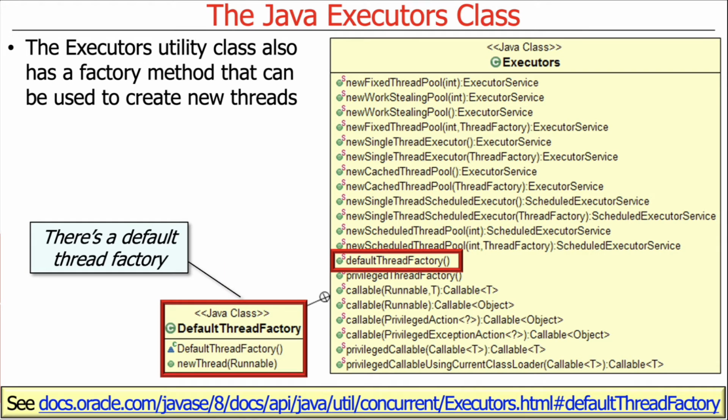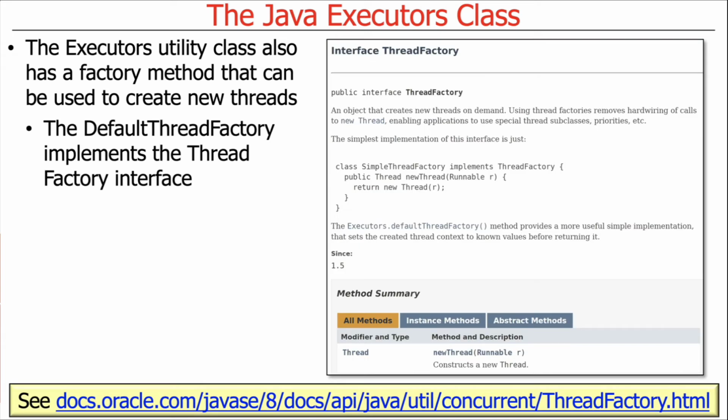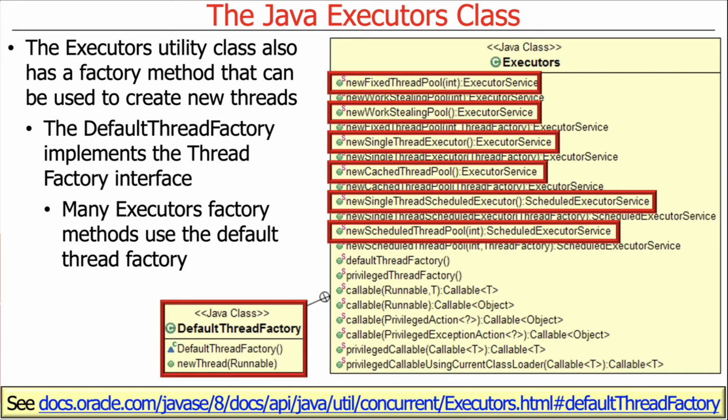There's also a default thread factory. For methods that you use to create pools of threads where you do not provide a thread factory parameter, the default thread factory will be used. You can also make your own thread factory subclasses if you want to override the default behavior. The default thread factory implements the ThreadFactory interface, which has a method in it called newThread. So it's a factory method: you pass it a Runnable and it gives you back a new thread. It constructs a new thread with certain properties you might want, like making it a daemon thread, for example. Many of the factory methods in the Executors utility class use the default thread factory.